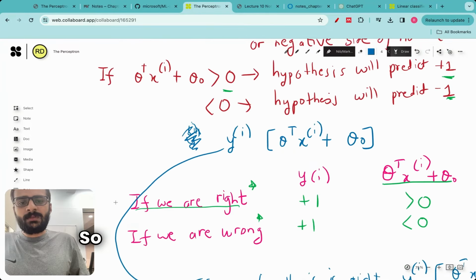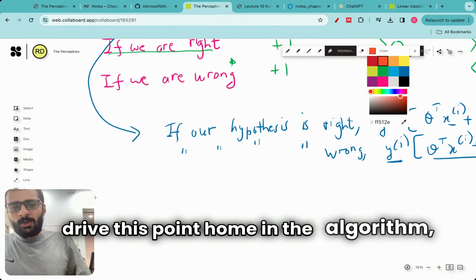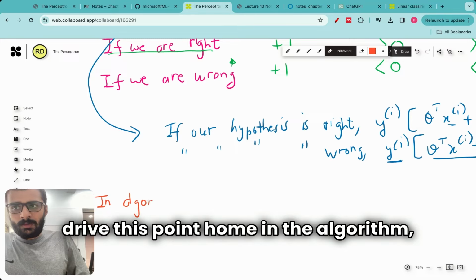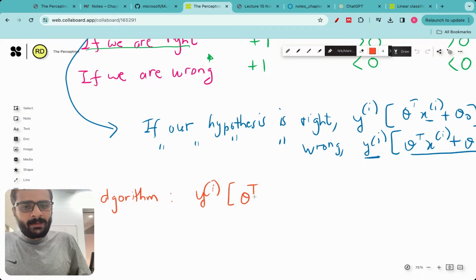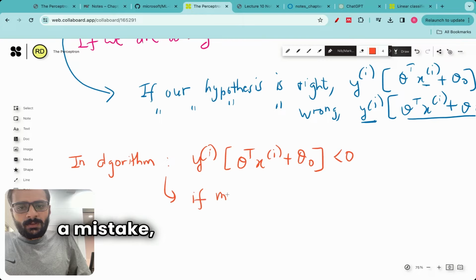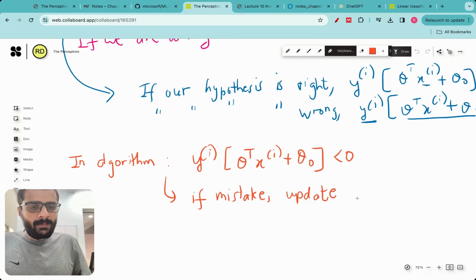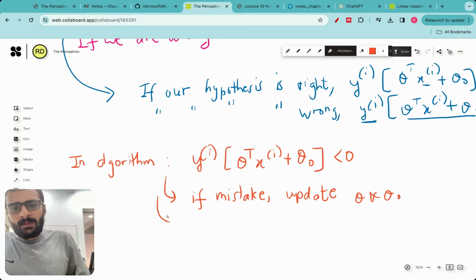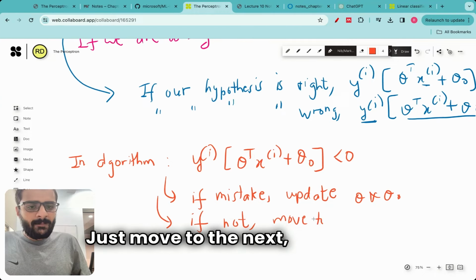Just to drive this point home, in the algorithm, checking this statement means that if it's a mistake, then update theta and theta naught. If this is greater than 0, then we are happy, just move to the next point.